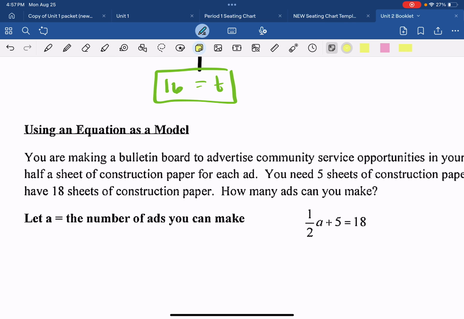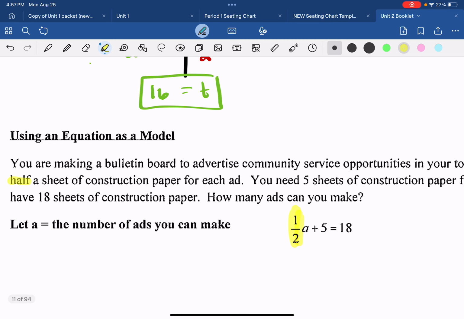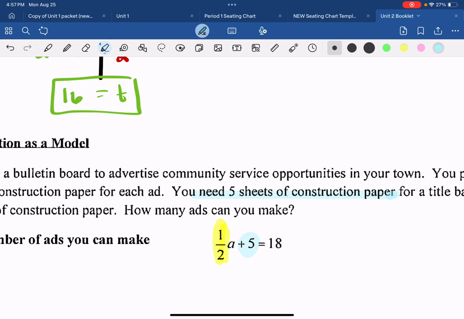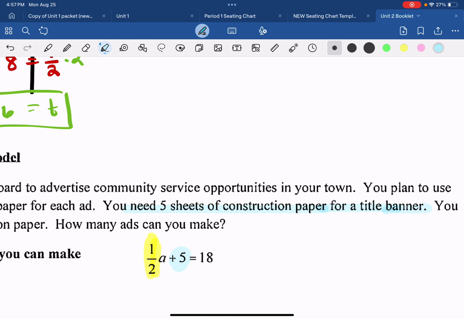Okay, so first let's just talk about this equation. All right, so this first part, 1/2. The 1/2 is coming from where in my problem? Yeah, good. It comes from a half sheet, right? I'm using half a sheet for each ad. Okay, where does the 5 come from then, the plus 5? Well, it comes from the fact that you need 5 sheets of construction paper for a title banner, which makes sense, okay?